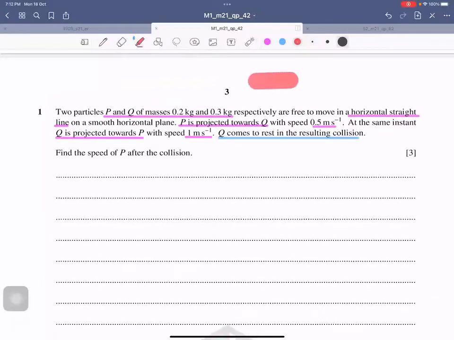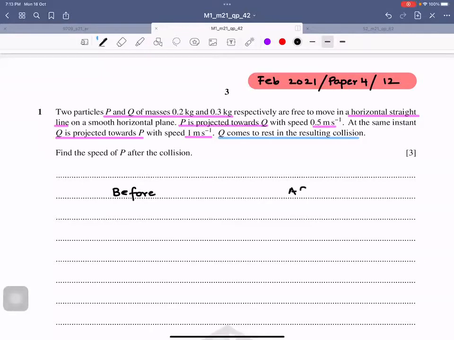Now, let me label this question. This is February 2021, and this is the mechanics paper, paper 4. And there is only one variant, which is variant 1-2. Now, when we are talking about two particles, this is before and this is after.